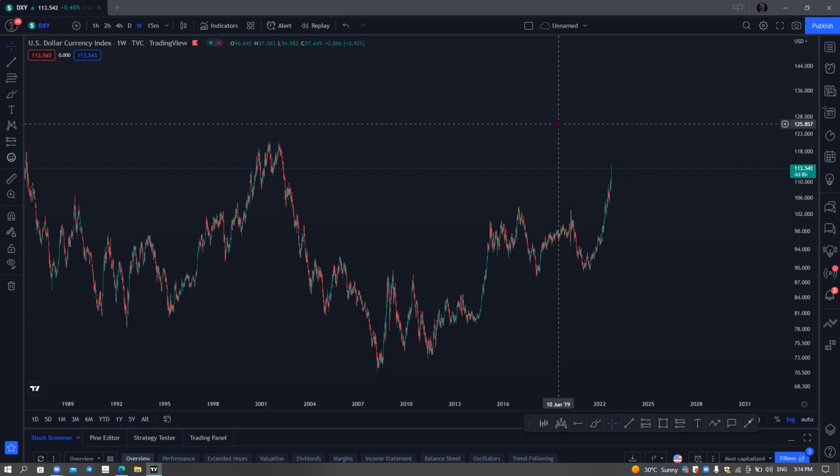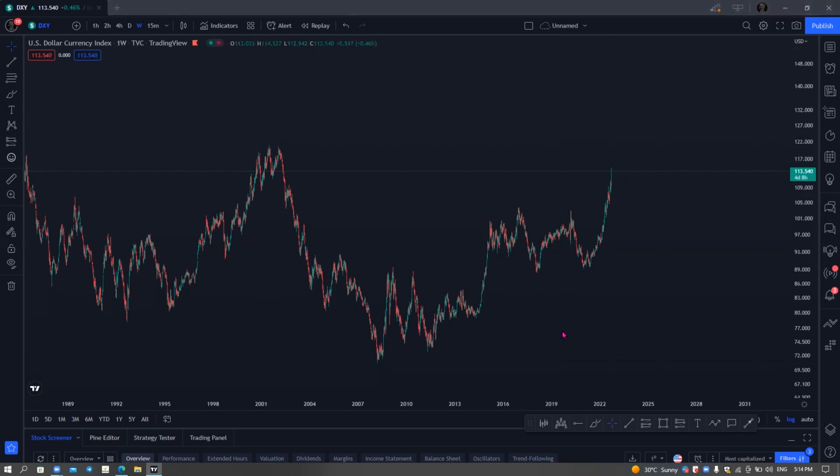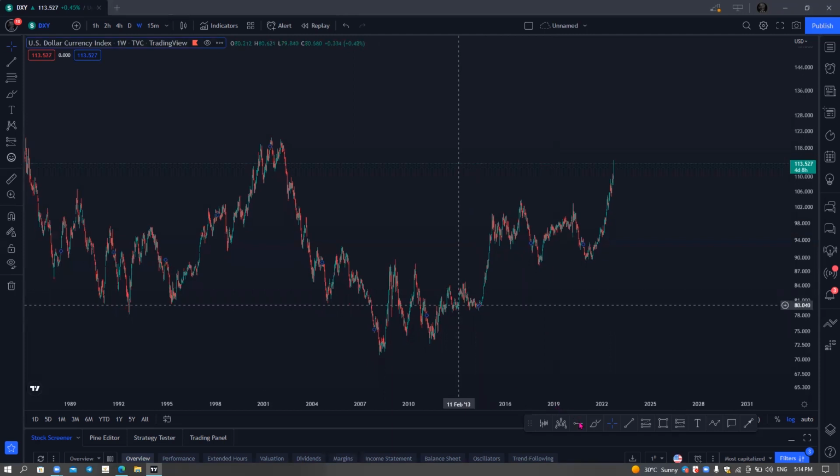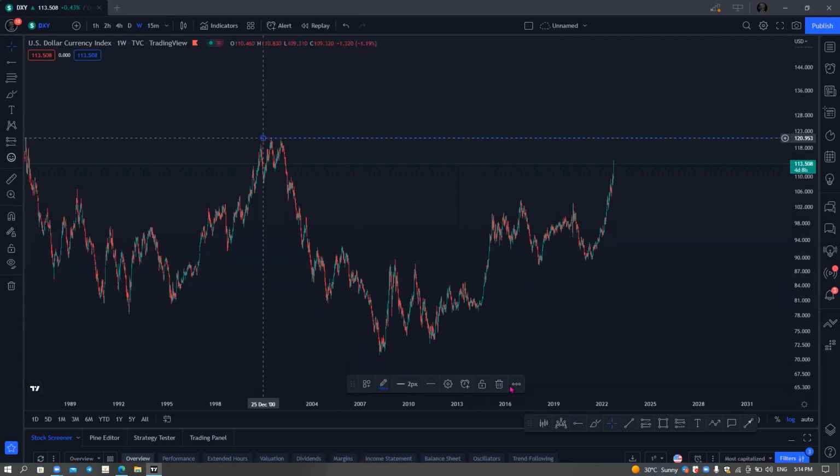So first things first, we have to look at our favorite pair, which is DXY, the dollar index. Here we are on the weekly time frame. This is our DXY. On the weekly time frame, we mark our highest high and our lowest low of the structure.